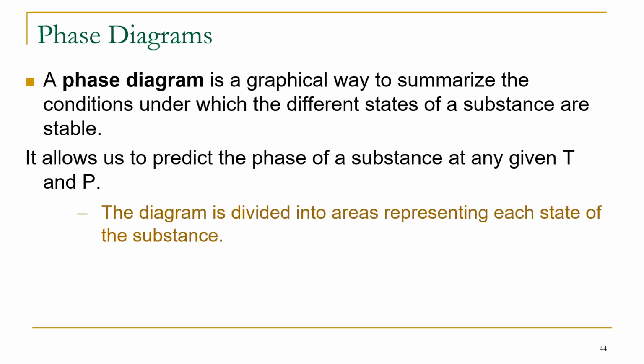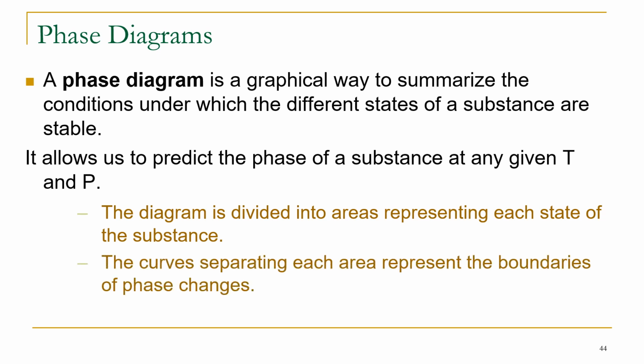So as you'll see on the next slide, the diagram is divided into areas which represent each state of the substance. And like I said, most of the time it's just solid, liquid, and gas, but sometimes there are different types of solids that we'll see. And then the curves separating each area represent the boundaries, and so that is where the phase change occurs. So let's look at that.